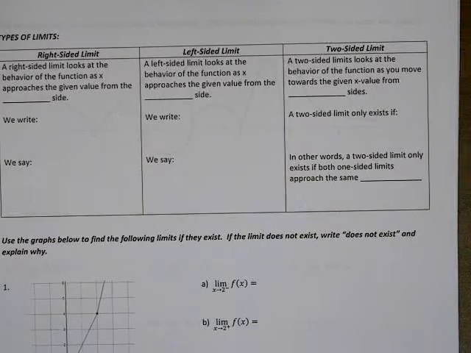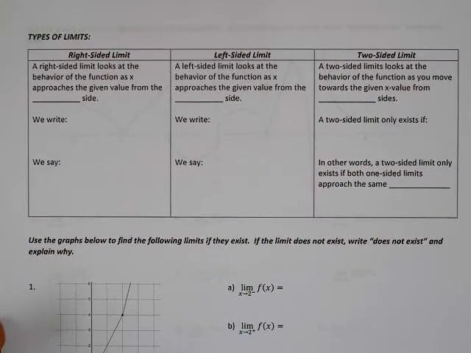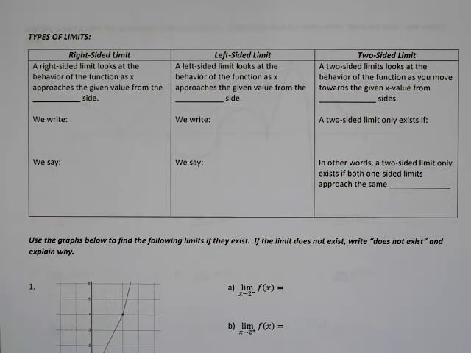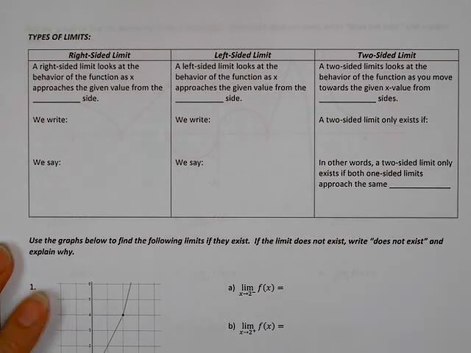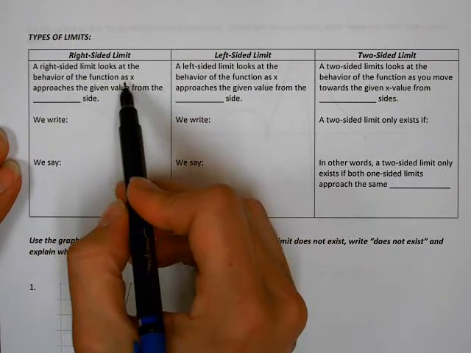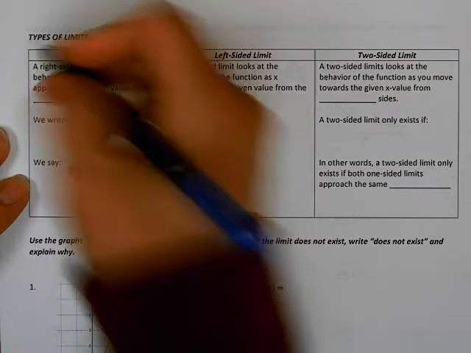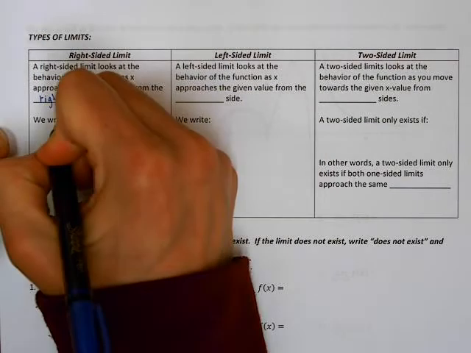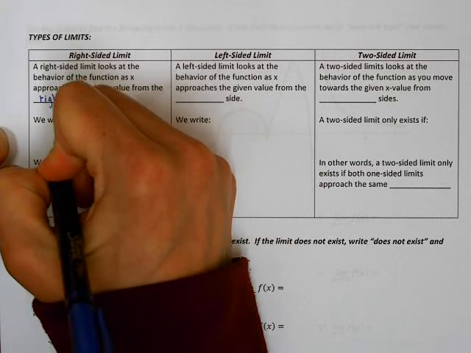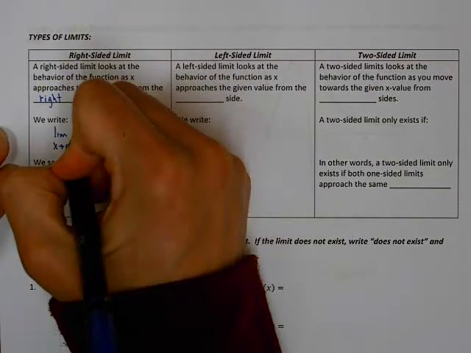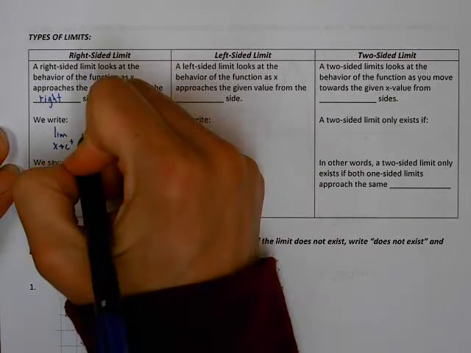All right. Now, when we're talking about limits, we actually have three types of limits: a right side, a left side, and a two-sided. And luckily, they are just how they sound. A right-sided limit looks at the behavior of the function as x approaches the given value from the right side. And here's how we note that. Where we just had x approaches c before, I'm going to put a little plus sign to indicate that I'm coming from the right.